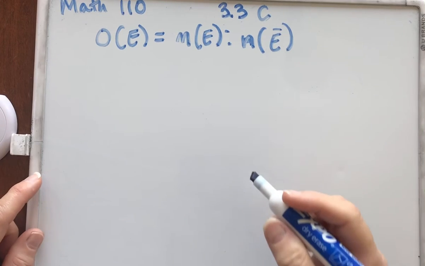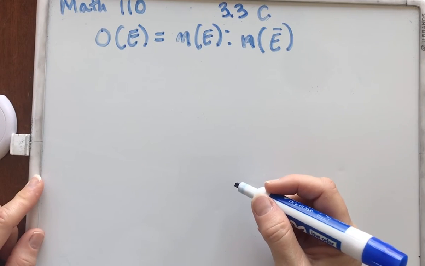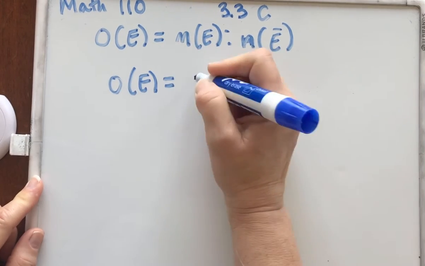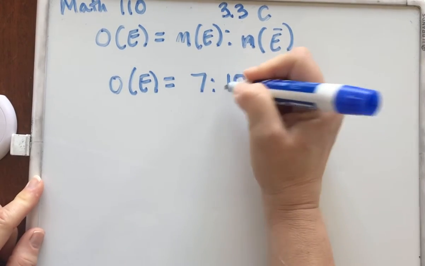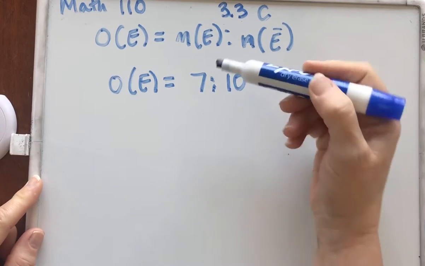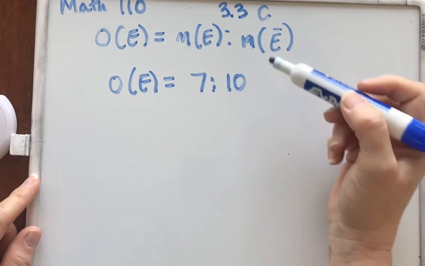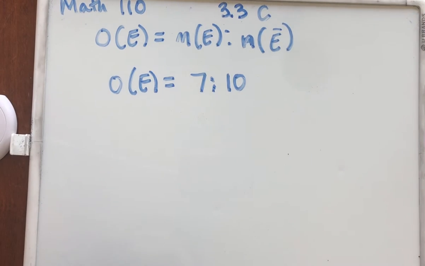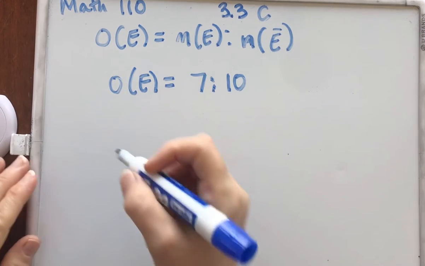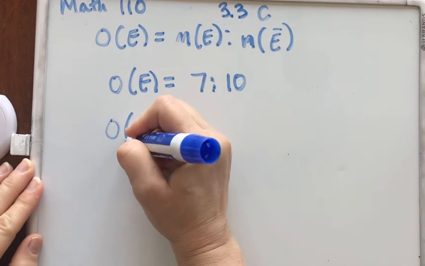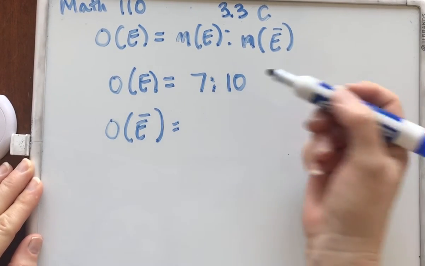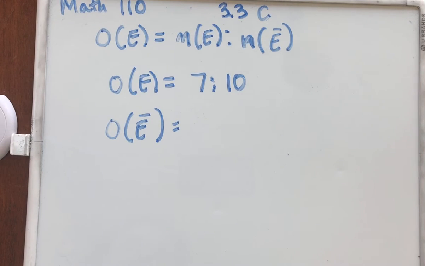Okay? All right. So let's say we have odds of an event and it ends up being 7 to 10. That means there's 7 elements and there's 10 not elements in the set of E. Okay? So how would we answer this question? Knowing this, how can we answer odds of not E?